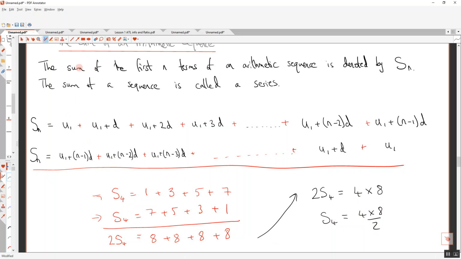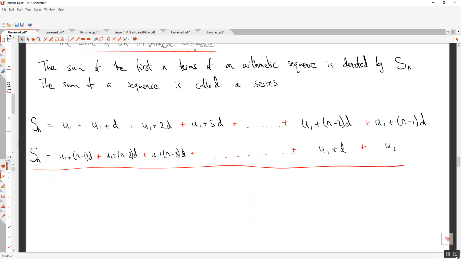Now doing the same with the actual formula. What would be n? We're going to have Sn plus Sn is 2Sn. 2 groups of Sn. If I add U1 plus n minus 1d, what does that give me? 2u1 plus n minus 1d.